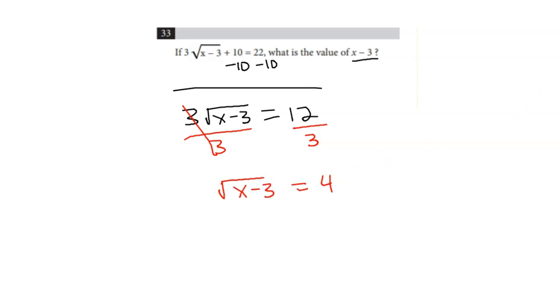The next step is that you have to square to remove the square root. So you square here, this goes away, and you get 16. In a normal circumstance, you could go on and solve for the variable, but here, look at that. They just want us to solve for the value of x minus 1. So you're done. The answer is 16.